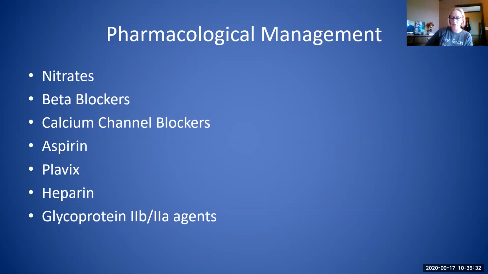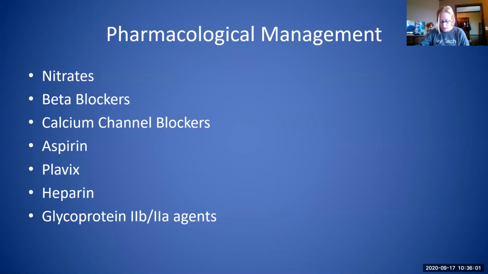Our glycoprotein 2B/3A inhibitors are given IV and usually used after they've had a stent placement. They'll have that on board for 24 hours or so until the Plavix has time to take effect. So they give a loading dose of Plavix, start them on the IV glycoprotein, and then they'll take them off the IV form and just continue with daily doses of Plavix.